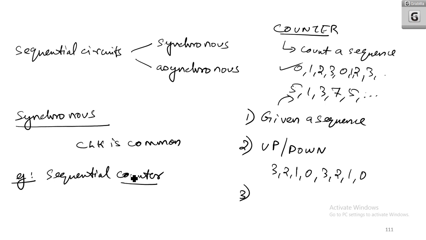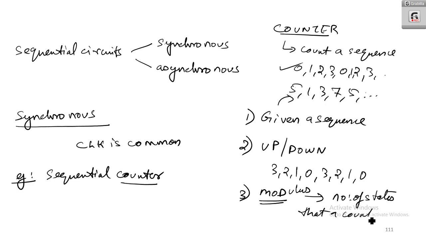Now, the third type of counter is the mode counter. What is mode? Mode is the number of states, the number of values that a counter can count. That is known as the mode or modulus of the counter. For example, if I choose the counter 0, 1, 2, 3, 0, 1, 2, 3, what is the modulus? It is modulus 4. 0, 1, 2, 3, it can count 4 states. For 5, 1, 3, 7, again the modulus is 4. So you can have mod counters.